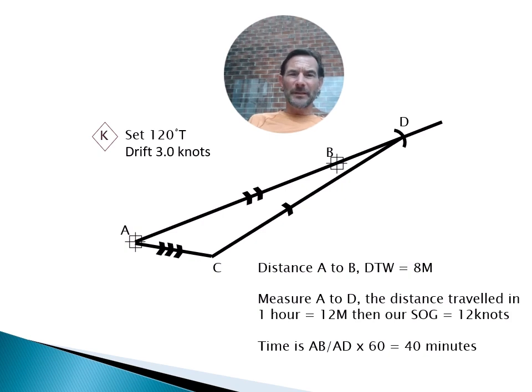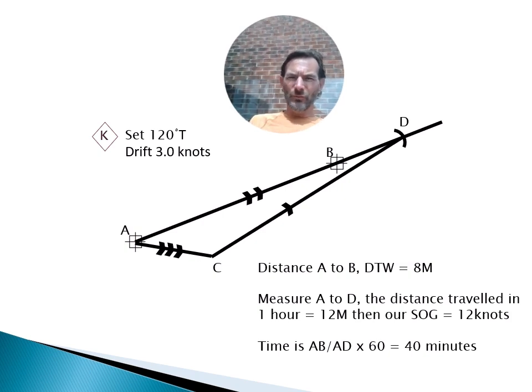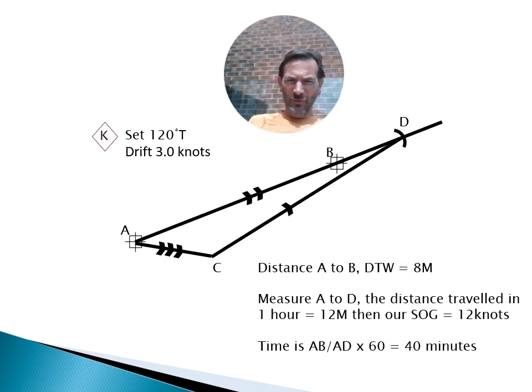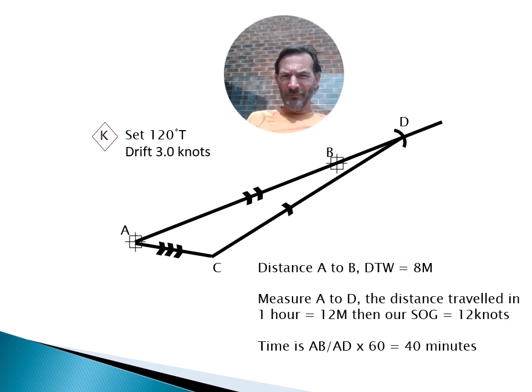Thinking about our speed, distance, time triangle, then the distance to the waypoint divided by the speed over the ground will give us the time in hours, which if we multiplied by 60 would give us the time in minutes. So just looking at that, then we have to measure A to B. How far is it? A to B, that's the distance to the waypoint. So we measure that distance. And what about our speed over the ground?